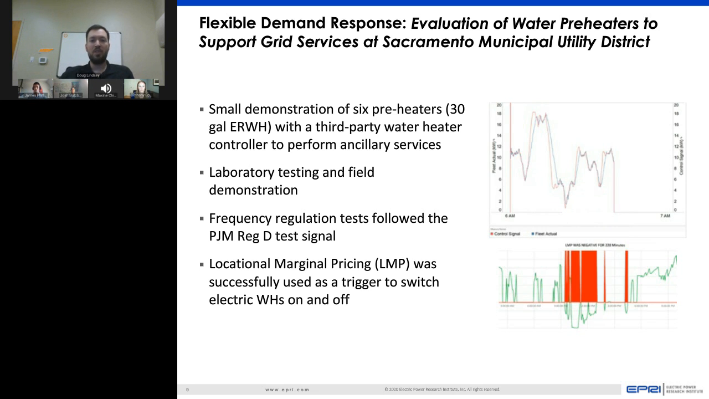And so I've got a picture on the top right that shows frequency regulation using a Reg D signal. And then on the bottom right, I've got a locational marginal pricing event that we did where the water heater charged. It's a normally off water heater since it was a preheater, but it turned on during times of negative pricing on the LMP. And that's a pretty interesting use case. Today, we don't have wholesale prices down to the end user, but if that happens in the future, this could be a really neat feature to charge a water heater during negative price times.